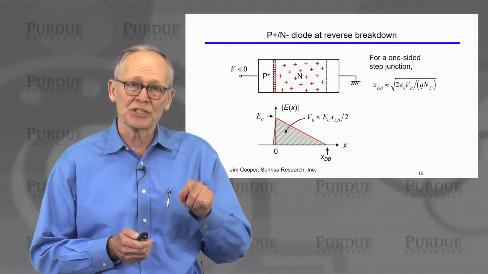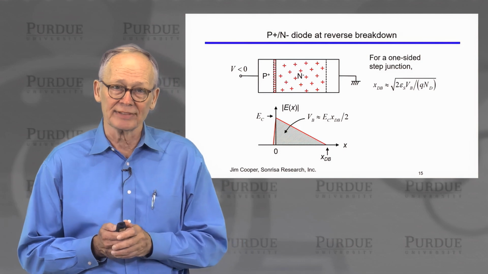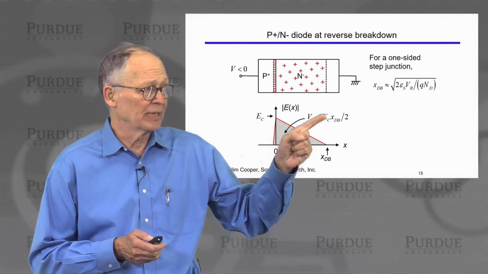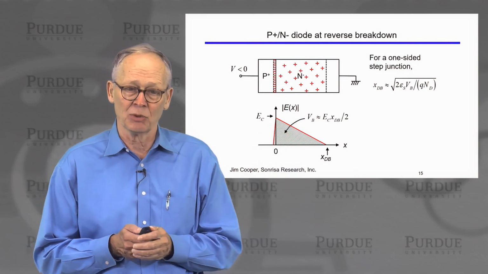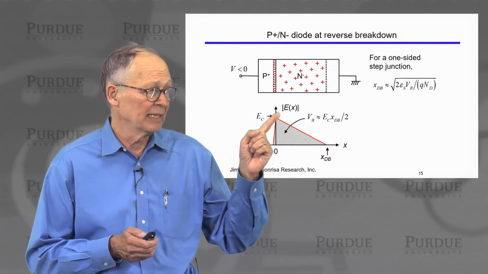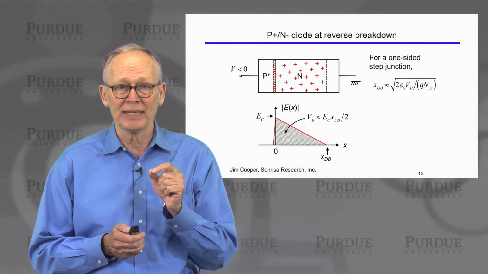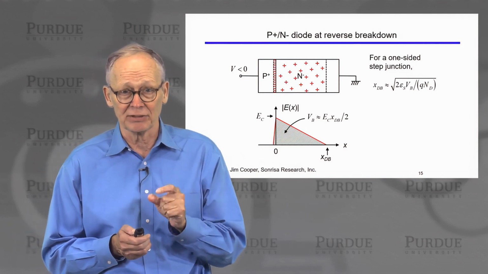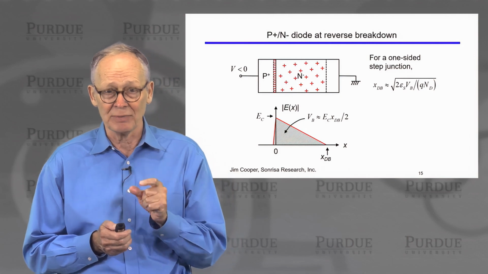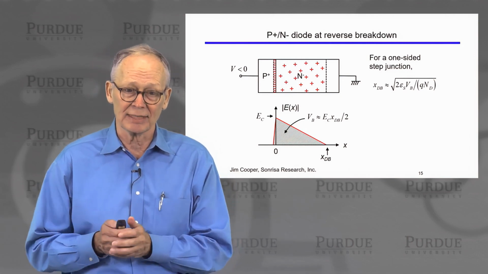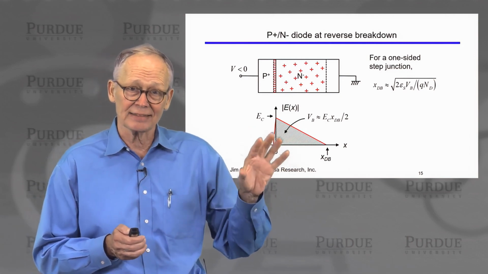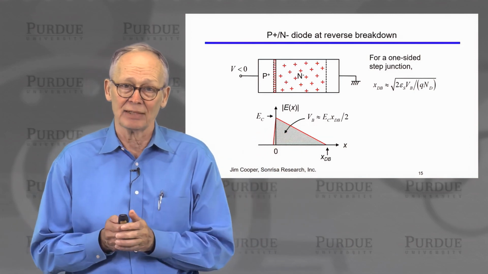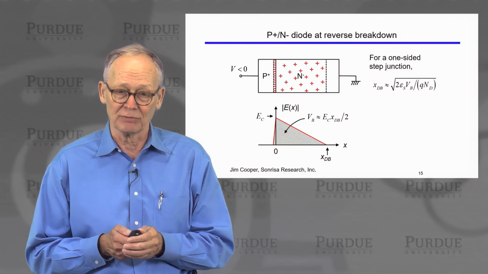Well, voltage is the integral of electric field versus distance. So voltage is the area under this curve. So we have a simple relation between the voltage and the peak electric field. The peak electric field is going to be the critical field for avalanche breakdown, a material specific parameter that will be different for every semiconductor. We're going to bias this to a voltage at which the peak field reaches the avalanche breakdown field. That'll be our breakdown voltage.